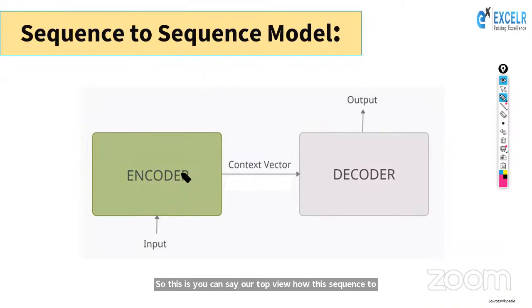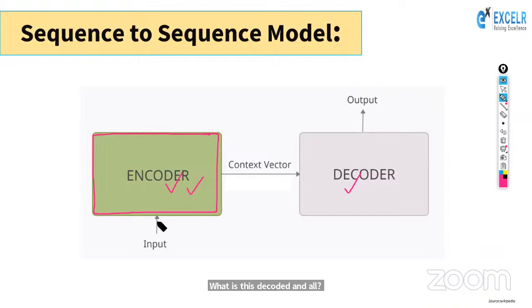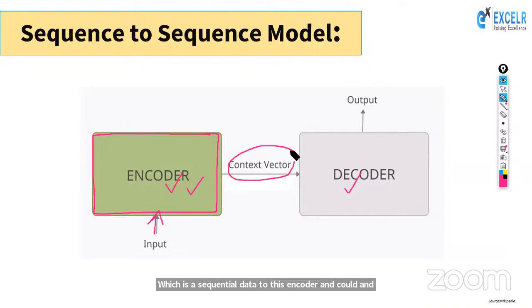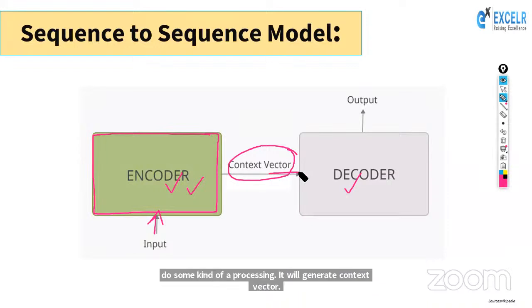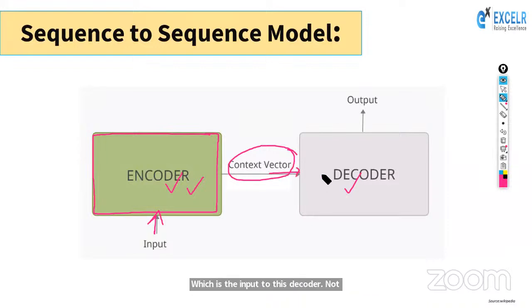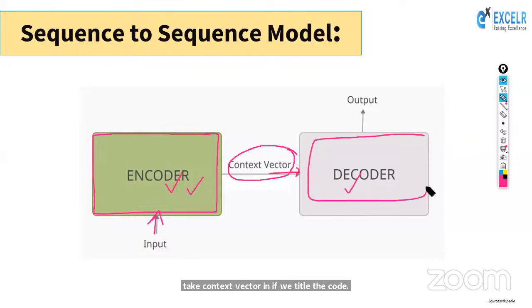We have an encoder. This box is an encoder. Don't worry, guys, I will come to each and every point: what is this box of encoder, what is this decoder, and all. So we provide input, which is sequential data, to this encoder. Encoder does some kind of processing. It will generate a context vector, which is the input to this decoder. Now decoder will take the context vector and try to decode the information, and based upon the processing performed, it will generate the output. This is what we are calling a sequence to sequence model.